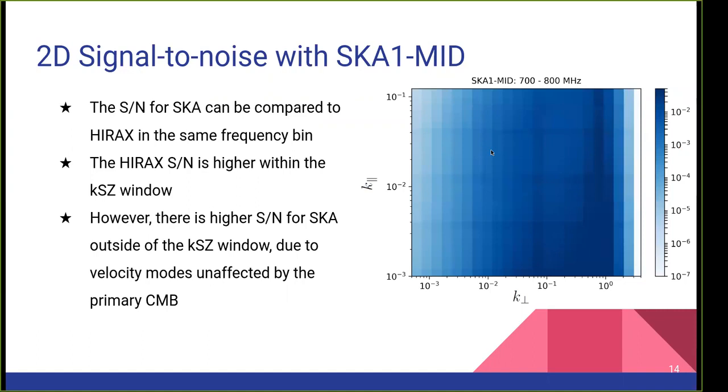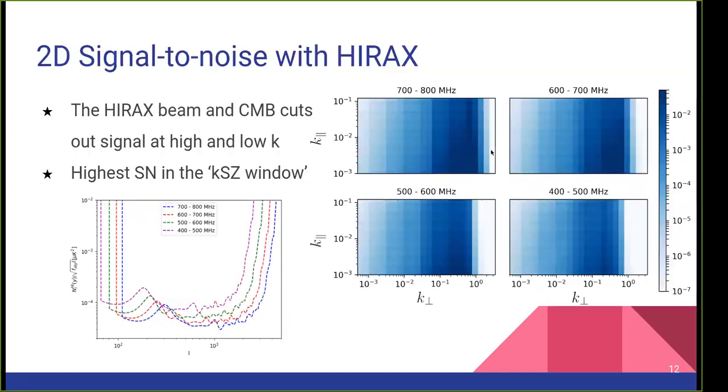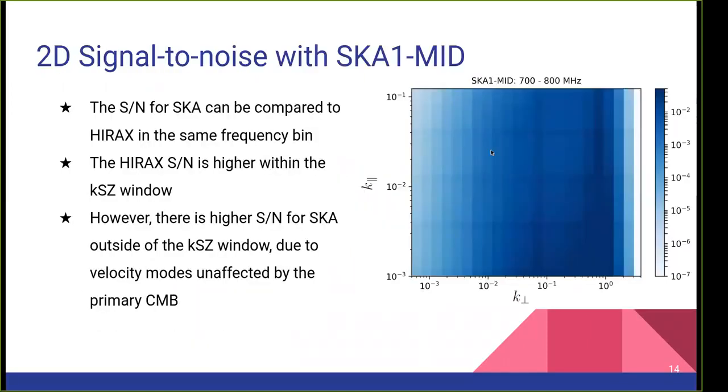So you can see that if you compare this to the same frequency range that we had with HIRAX, the 700 to 800 megahertz with HIRAX in the top left, and the SKA1-MID in 700 to 800 megahertz, there's a lot less signal within the frequency range, within the KSE window, sorry. But there is also more signal with SKA outside of the KSE window. That's because the radial velocity modes are not suppressed by the primary CMB. So essentially with SKA, you have access to a larger range of velocity modes than you would have with HIRAX. But again, the signal to noise within the window itself is still quite small.